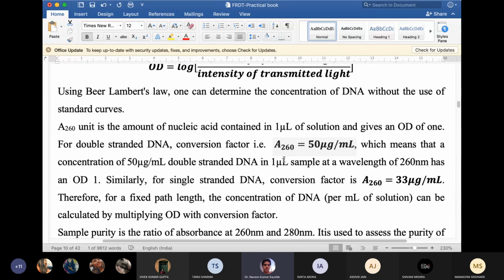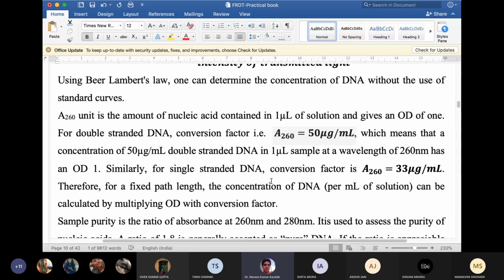This is for your DNA, and this is a double stranded DNA. So you can also differentiate whether your DNA is double stranded or single stranded. If your DNA is single stranded, then this coefficient is going to be lower. In that case, if you have an OD of 1 at 260 nanometers, the conversion factor means it is going to be 33 micrograms per ml. So if the sample is double stranded and you get an OD of 1, you calculate on the basis of 50 micrograms per ml. But if you have single stranded DNA, you calculate on the basis of 33 micrograms per ml.